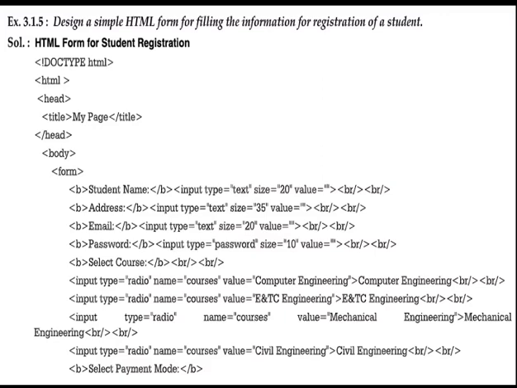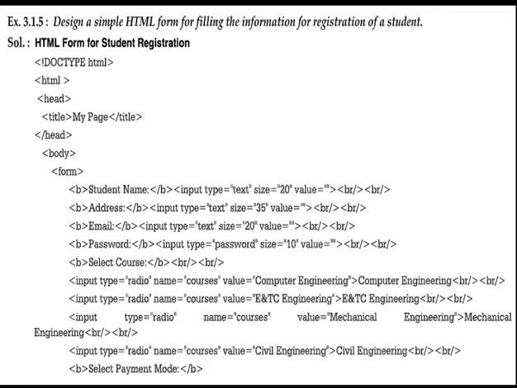Then again BR tag. Now next is for selecting the course. So you have to select only one course from the given list, right? So we'll take radio buttons for it. Okay, so write in bold select course, close the bold tag, give the break tag, then write down input type is equal to radio, name is equal to courses, value first course is what? Computer engineering. So value I'll give it as computer engineering, and then write the text as computer engineering, close, then give a break tag.